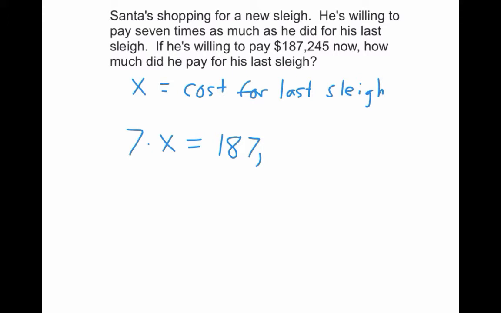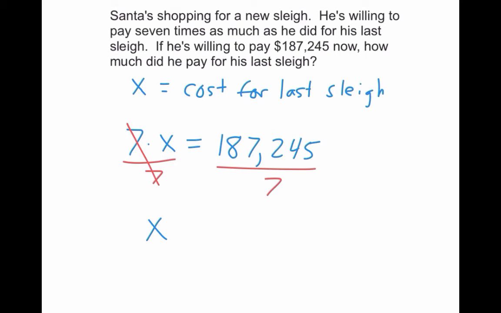So it equals $187,245. So 7X, 7 times the cost of his last sleigh, is what he's willing to pay now. And now we go back to what we were doing yesterday. We need to get X by itself. What was done to X? It was multiplied by 7. So the inverse of multiplying by 7 is to divide by 7. Nice. So then my 7s will just cancel out, so we'll get X, the cost for the last sleigh.